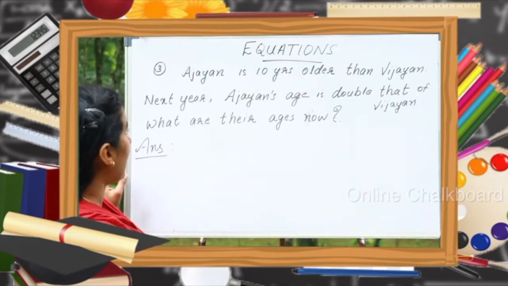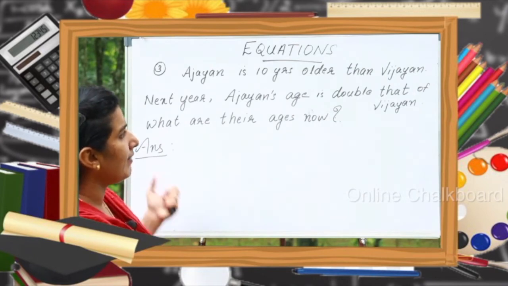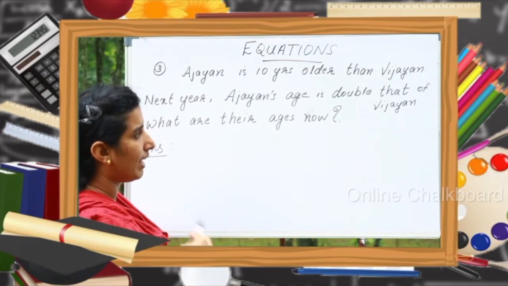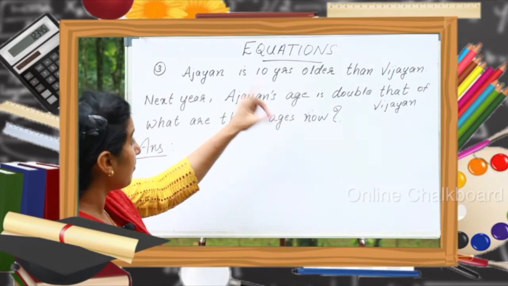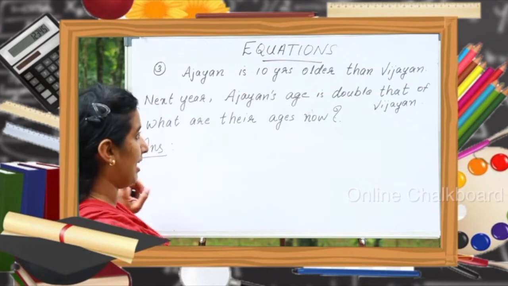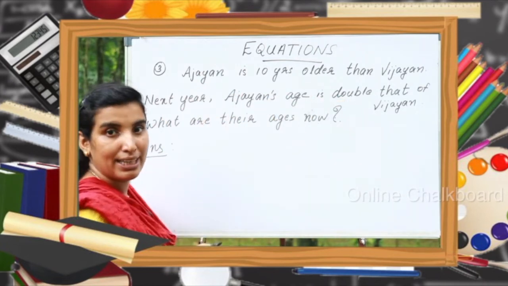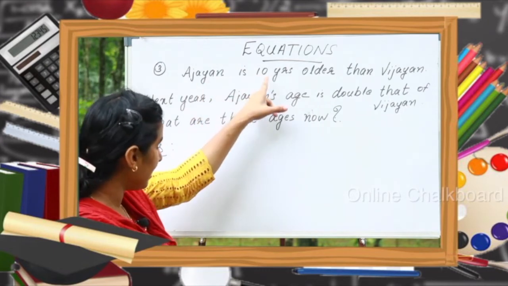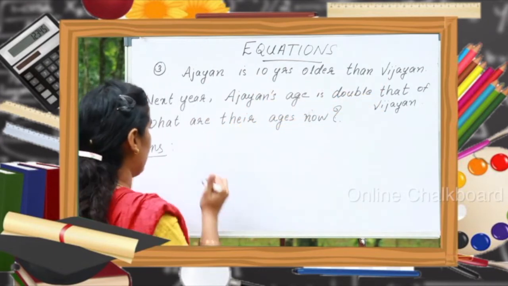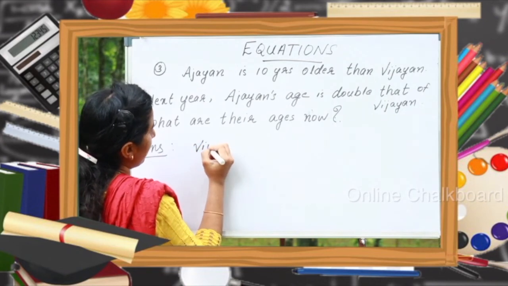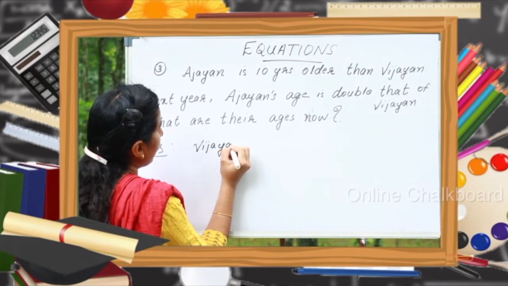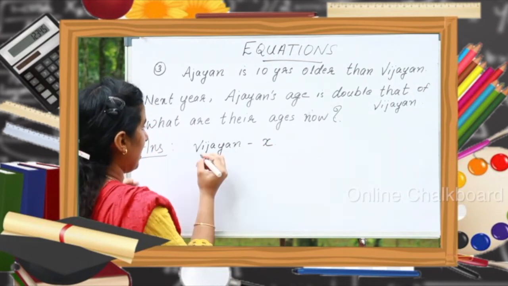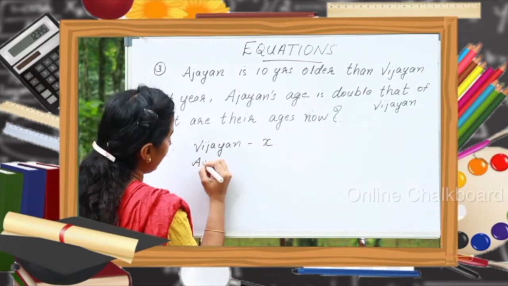The question: Ajayan is 10 years older than Vijayan. The first statement is that Ajayan is 10 years older than Vijayan. Let us take Vijayan's age as x. Then Ajayan's age will be x plus 10, because Ajayan is 10 years older than Vijayan.